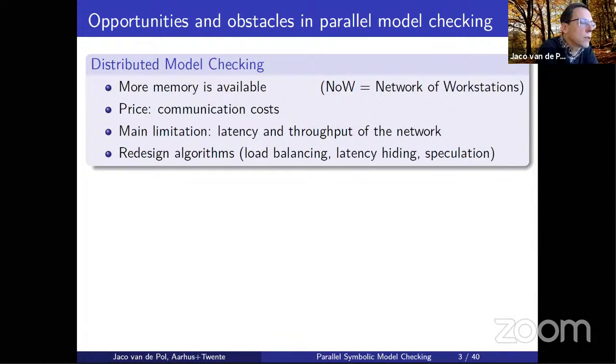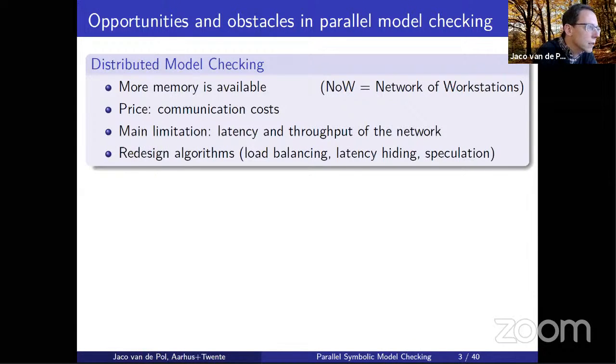So yeah, what are the opportunities and why is it so tough? Well, I mentioned already shortly, there is this world of distributed model checking where you have a lot of memory because every computer has its memory and you aggregate all these memories. So now we can really store a large state space. But then of course the price is that you have to communicate between these computers.